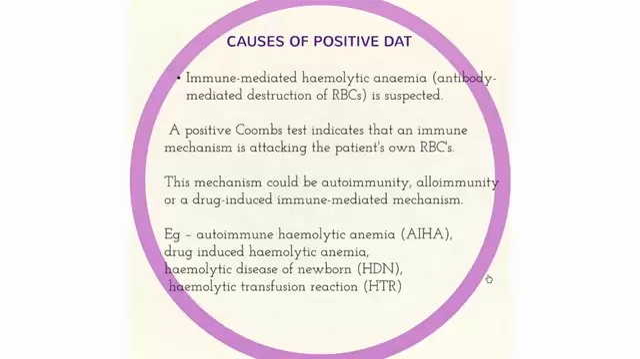What can be the causes of positive DAT? DAT usually is positive when we suspect immune-mediated hemolytic anemia, or in other words, antibody-mediated destruction of red blood cells. So a positive Coombs test indicates that an immune mechanism is attacking the patient's own red blood cells. This mechanism could be autoimmunity, alloimmunity, or a drug-induced immune-mediated mechanism. In other examples, we can also have a positive DAT in hemolytic disease of newborn and also hemolytic transfusion reaction.